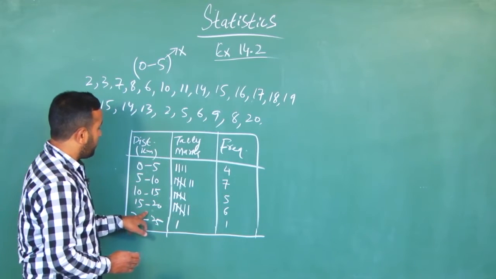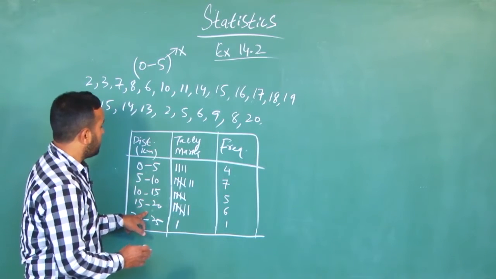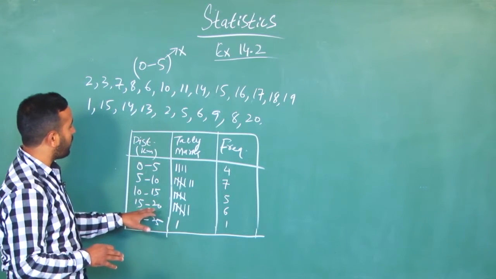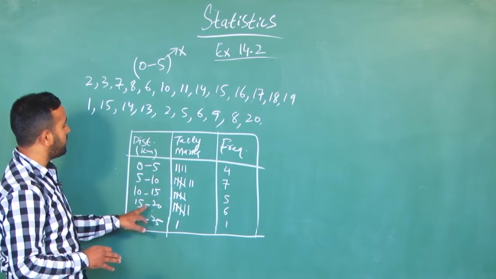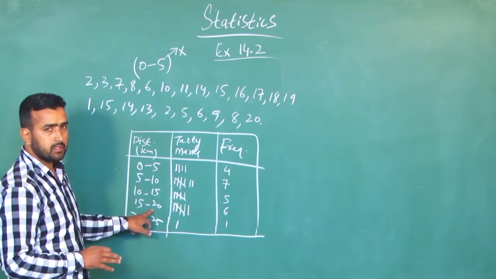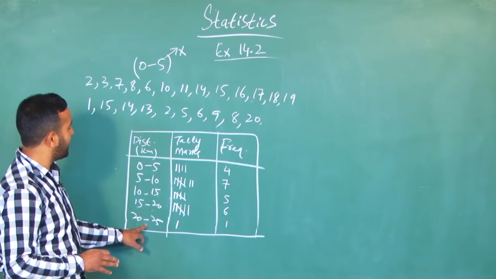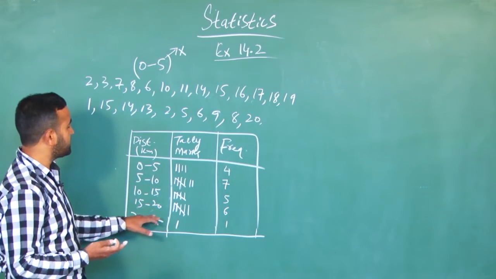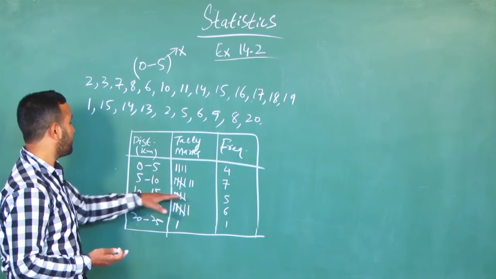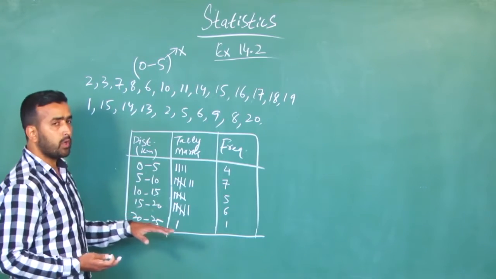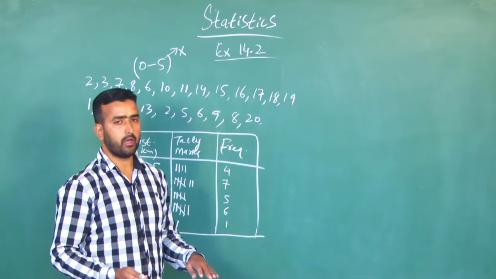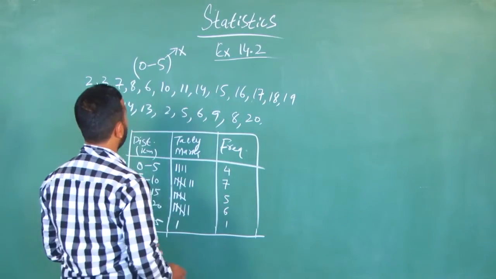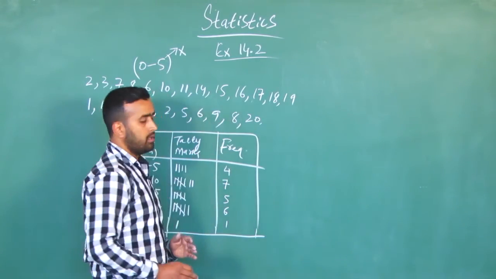Now, you can see what you can analyze from the table. The majority of the children reside within the range of 20 kilometers. There is one child who lives within the range of 20 to 25. So in general, we say most of the children live within 20 kilometers from their school to their respective residences. This was about the frequency distribution table.